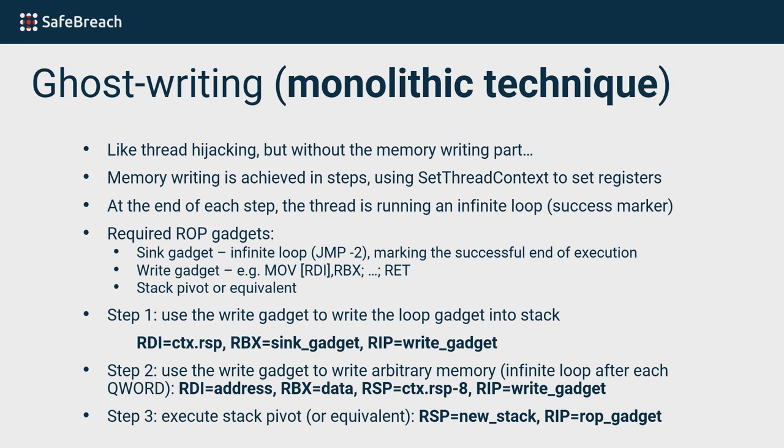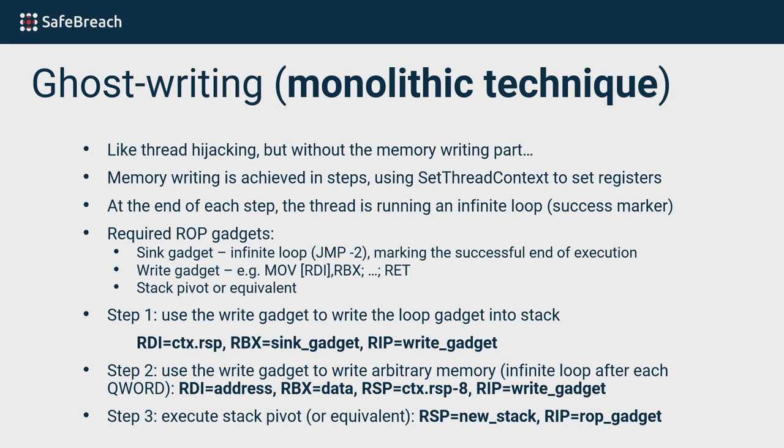So the required gadgets are: we have a sync gadget, this infinite loop, as simple as jump minus two, so it loops forever. Then we also need to have a write gadget, something like move to the address in RDI the contents of RBX, and do a return later. And a stack pivot or something equivalent.